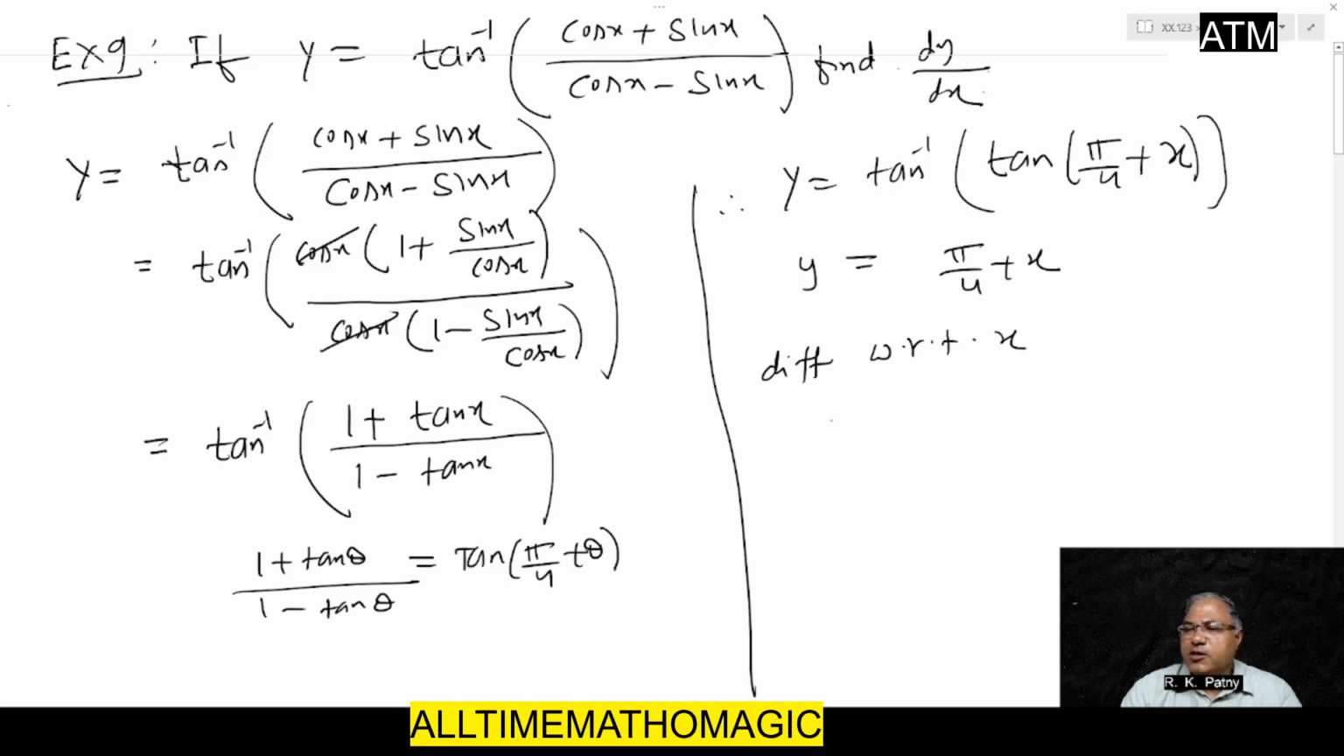Here, differentiating with respect to x. So dy by dx equals the derivative of (pi by 4 plus x) with respect to x. Derivative of pi by 4 is 0. Derivative of x is 1. Therefore, dy by dx equals 1. This is the required answer.